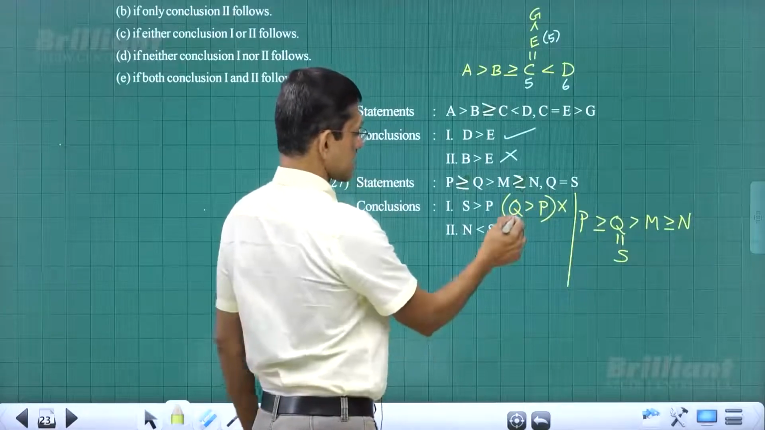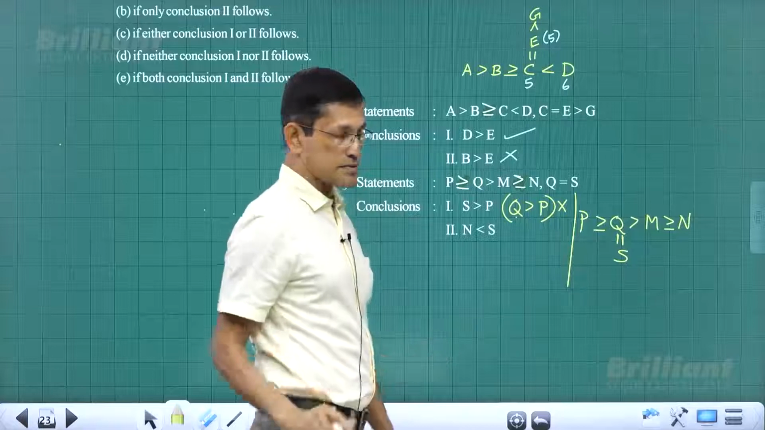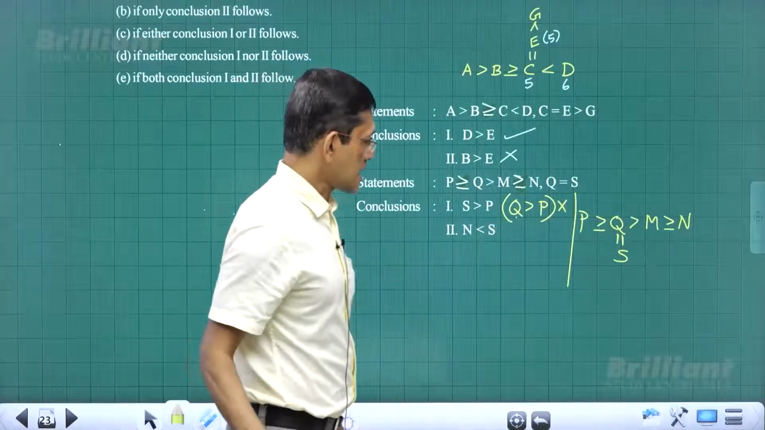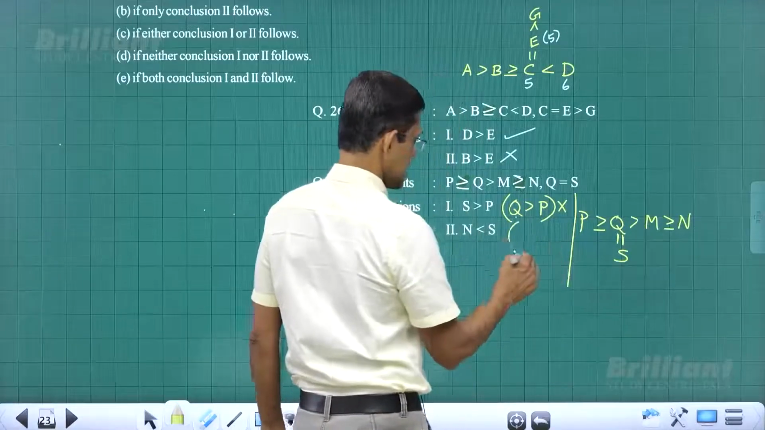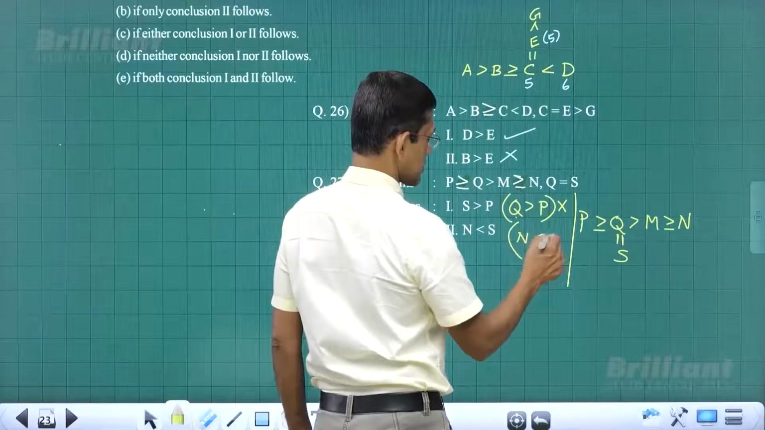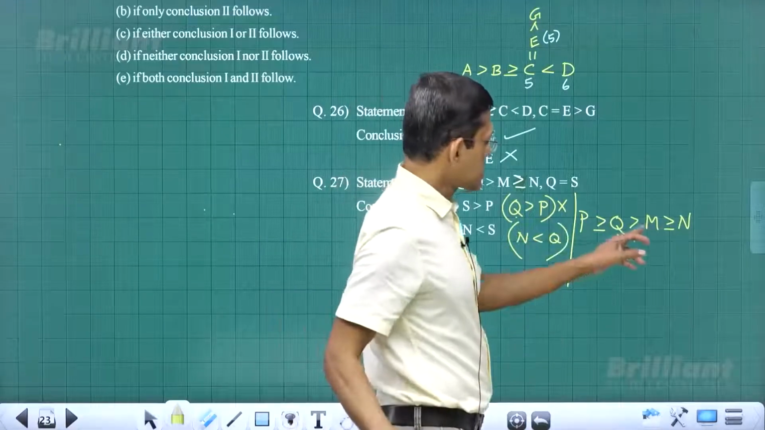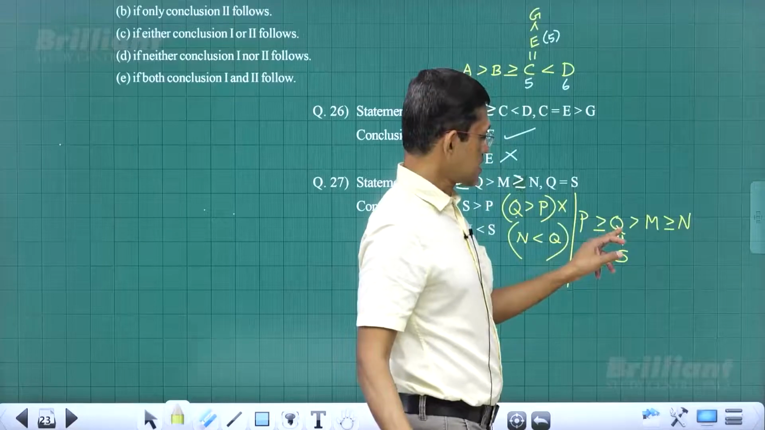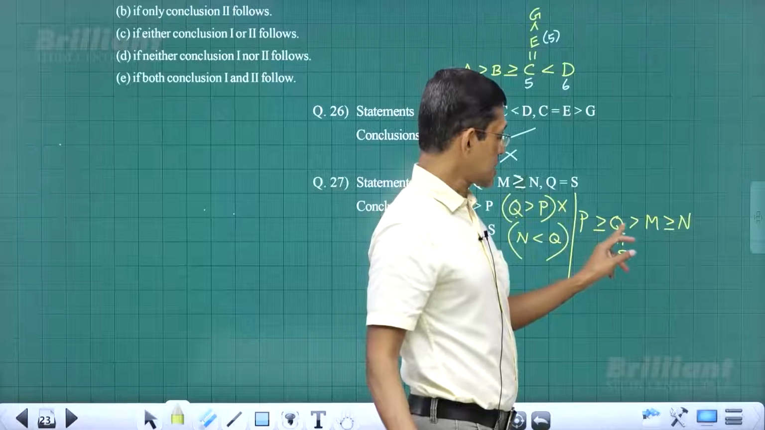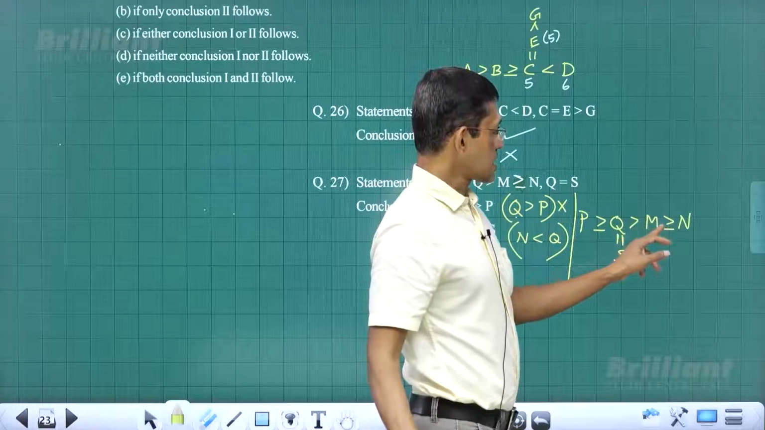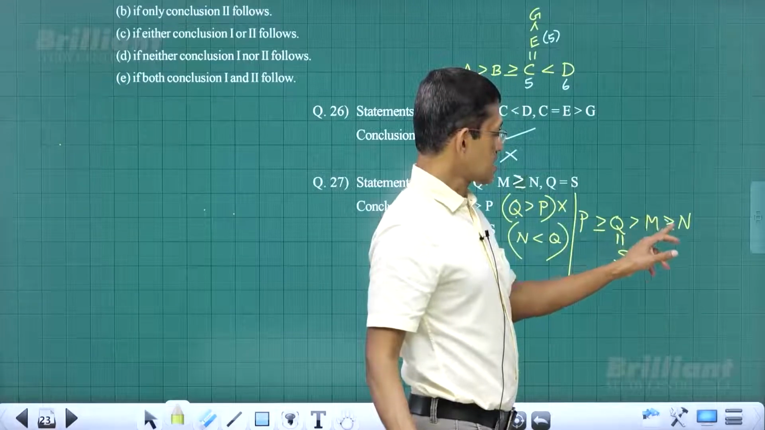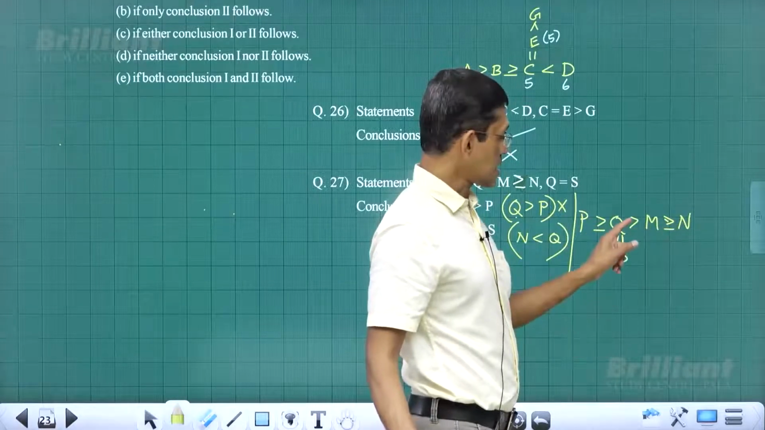Why have we taken here Q? Because Q and S are equal. Now N is less than S. Look at that N. N is less than S. You can take it as S is equal to what? Q. So N is less than Q. Can we say that N is always less than Q? Look at this. Between N and Q, we have the signs: Q is greater than M, M is greater than or equal to N. So these are the two symbols.